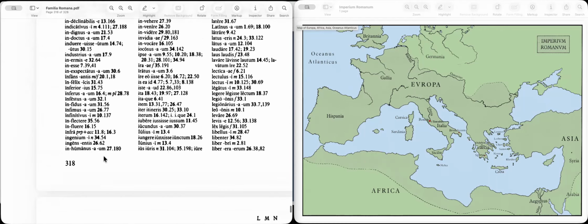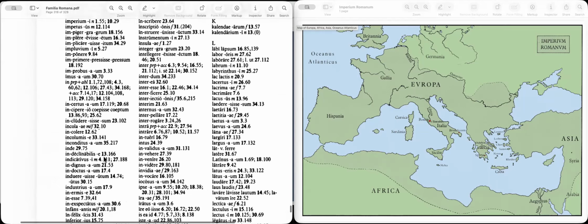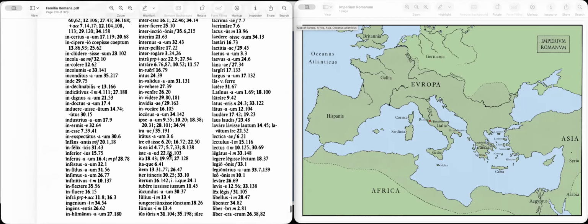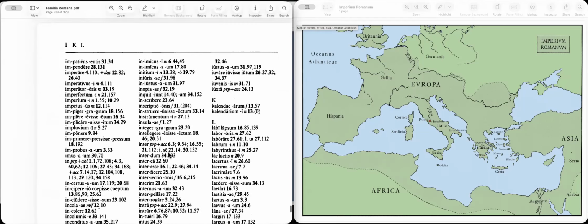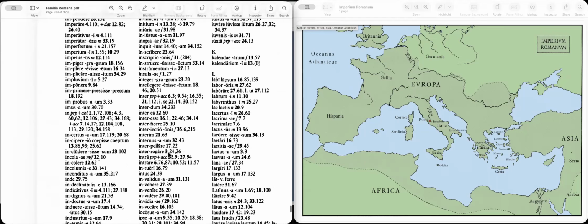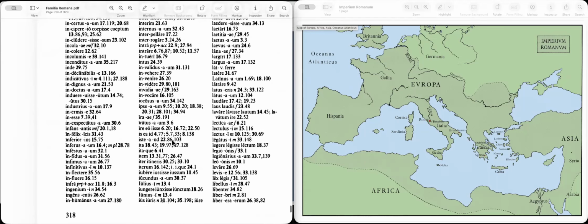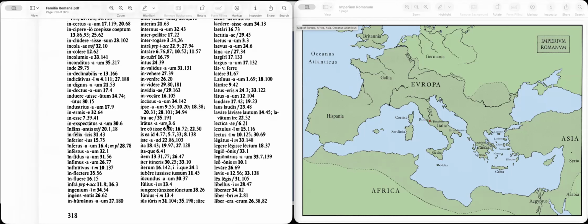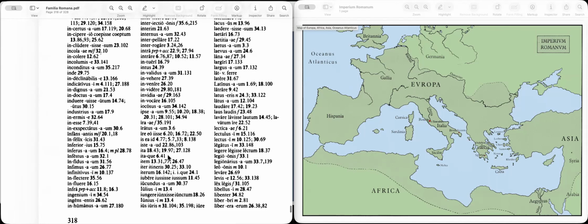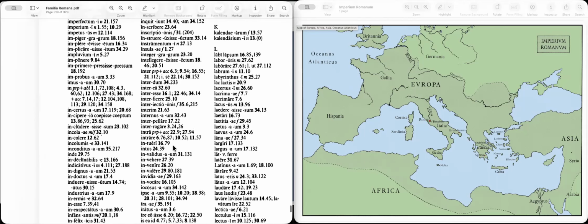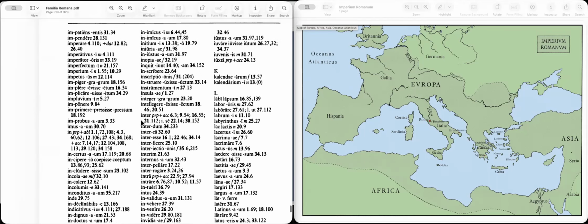Should have picked a word closer to the front. Intus, oh boy, yeah, that's right. There's a lot of inter, ipse. Oh, they don't have Italia. They have most of their words in here. I guess they didn't put that in there. So they figured you really should know that.